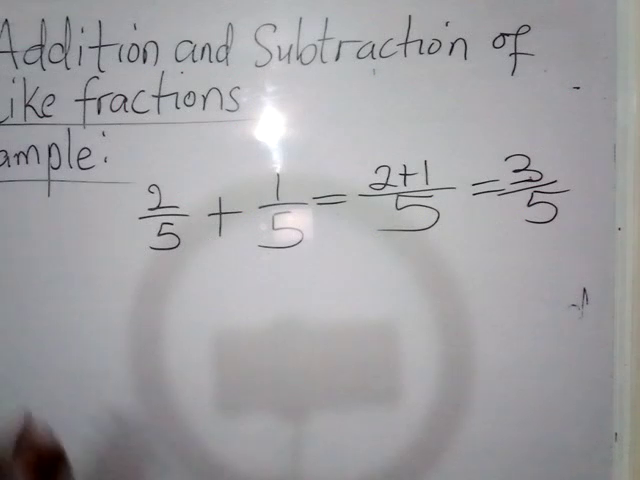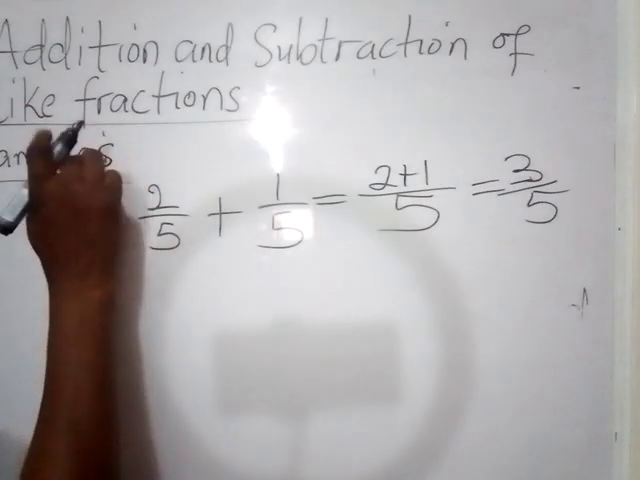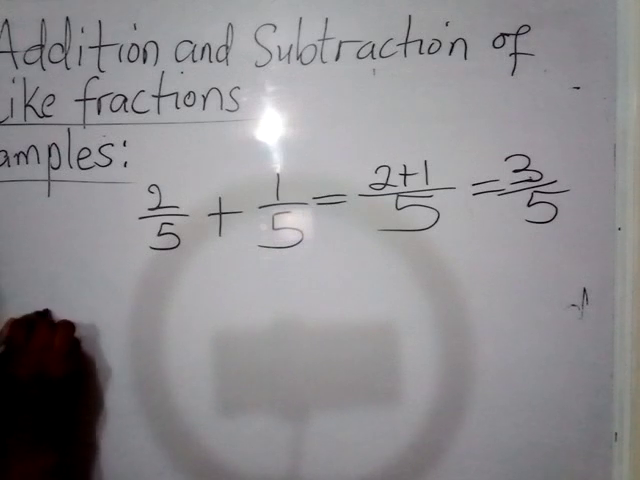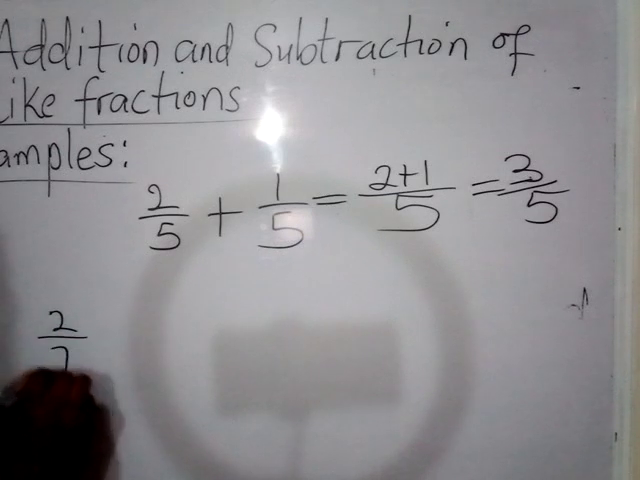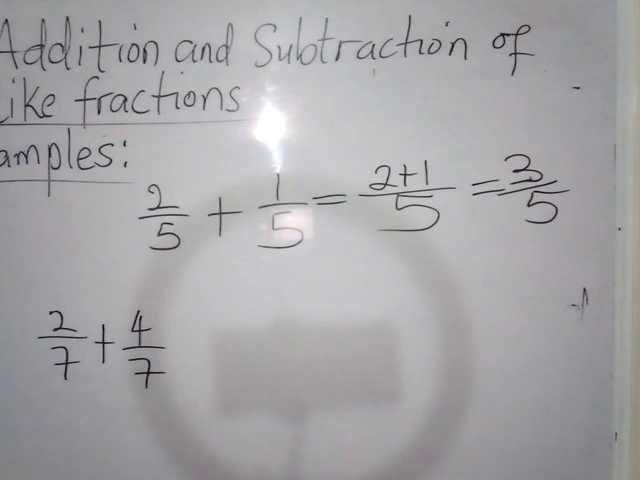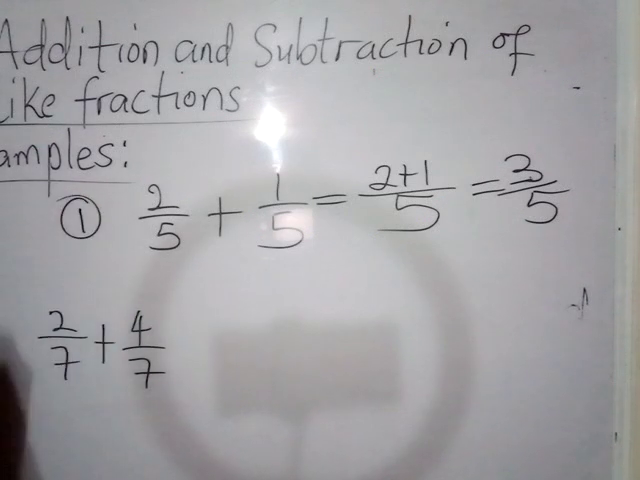So let's take another example. Okay, let's make this plural. Another example would be, let's say 2/7 plus 4/7, right? So again, we see they are the same denominators. That's why they are like fractions in the first place. So first example, second example.